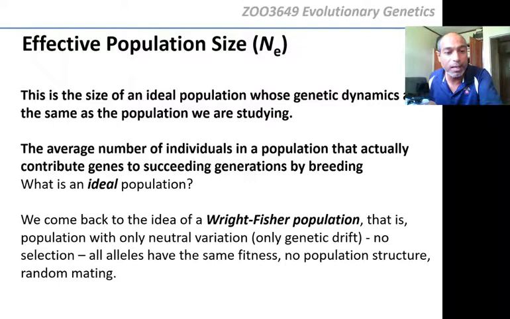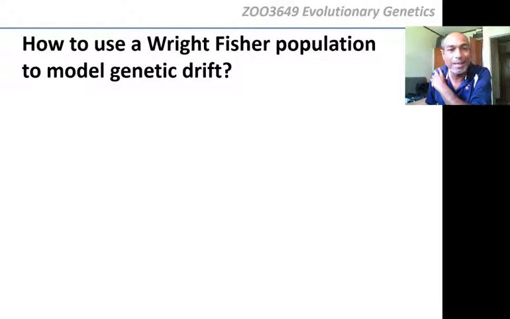Ideal, right? I've actually answered this question already. Why is it an ideal population? And that is because we're talking about a Wright-Fisher population that had only neutral variation, in other words, variation due to genetic drift. So no selection, no structure, no fitness, and random mating. So that is your idealized population. So how do we use a Wright-Fisher population, this idealized population, to model genetic drift?